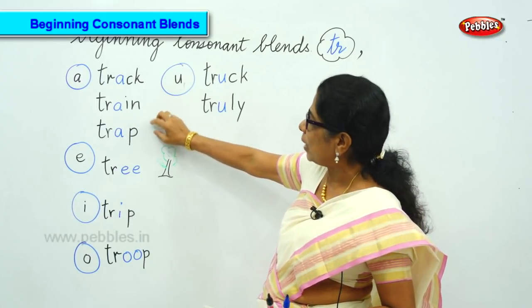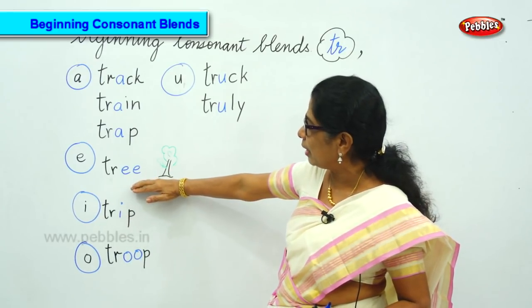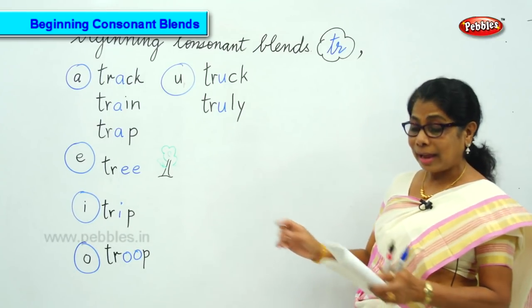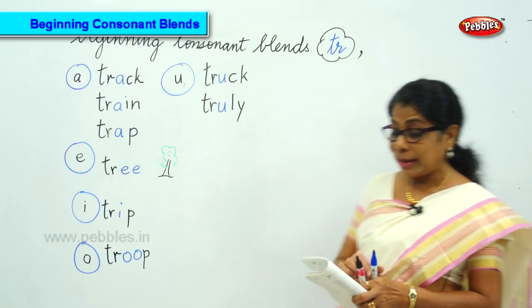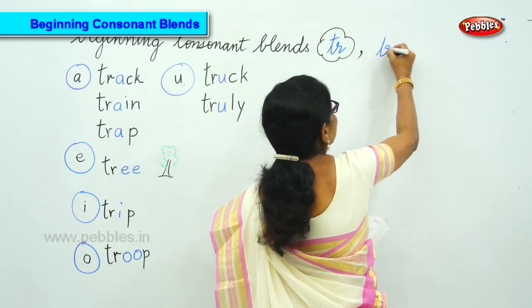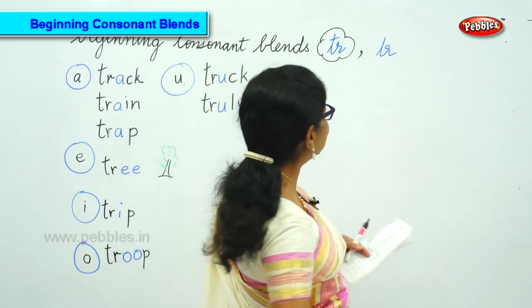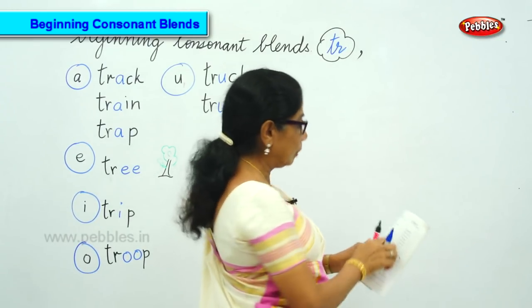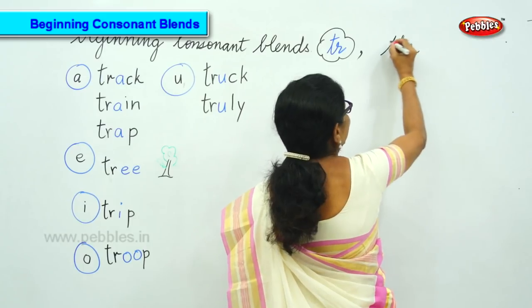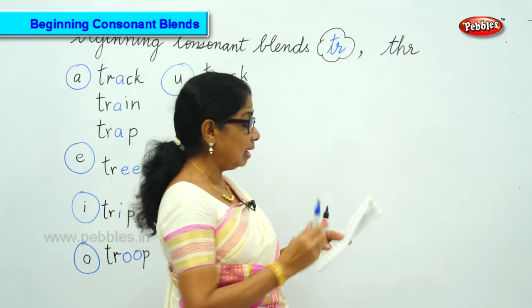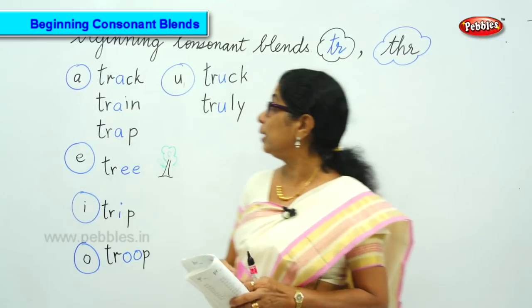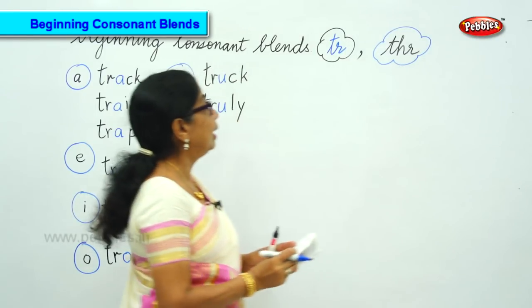Now, what we have done is the sound T and R together. Track, train, trap. In E you have tree. In I you get trip, in O you get troop, and in U you get truck and truly. Now we want to go to another sound, T and R, but here we are putting H in between. T, H, R. First we did TR, now we are doing T, H and R together. Another blend we are doing, the beginning consonant blend T, H, R.